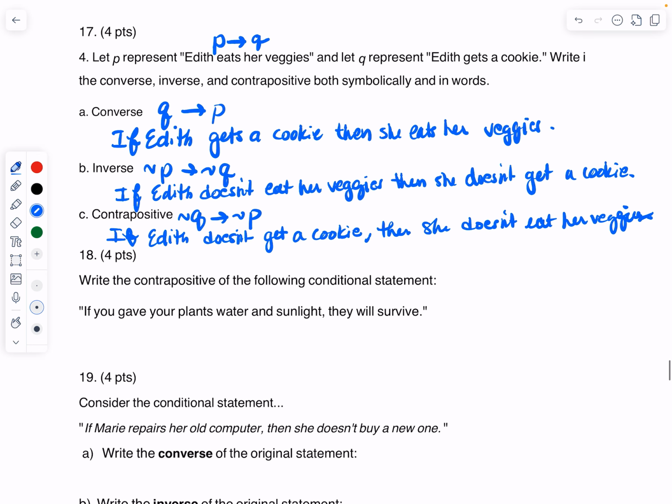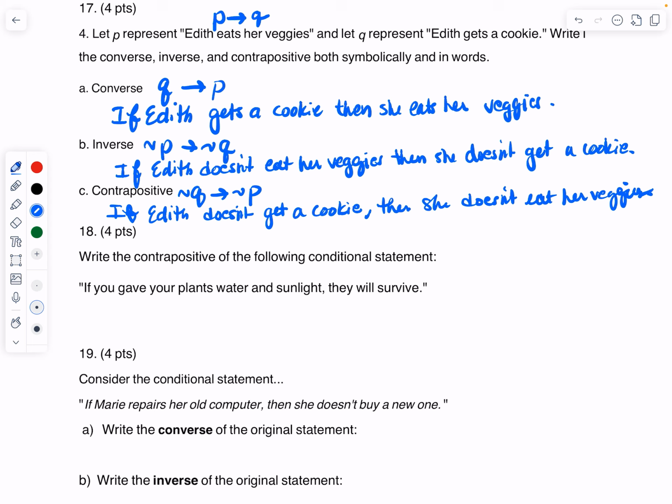Write the contrapositive of the following conditional statement. If you gave your plants water and sunlight, they will survive. Okay, whatever follows the word if is P. So P is you gave your plants water and sunlight. Okay, and then Q is going to be they will survive.